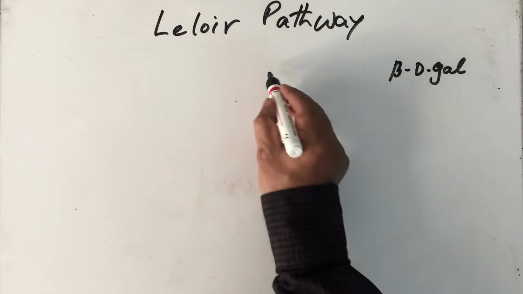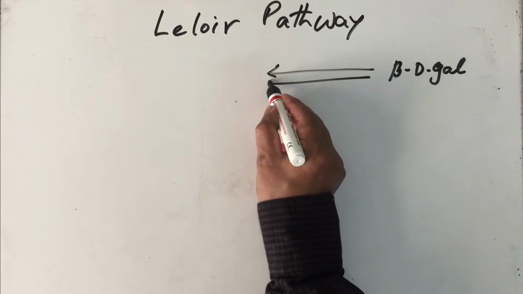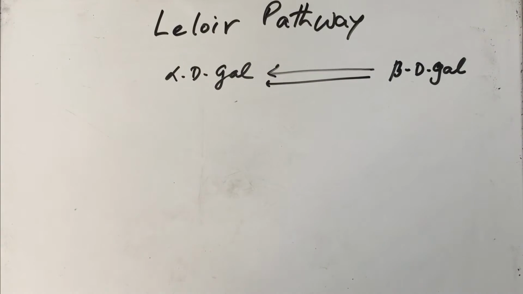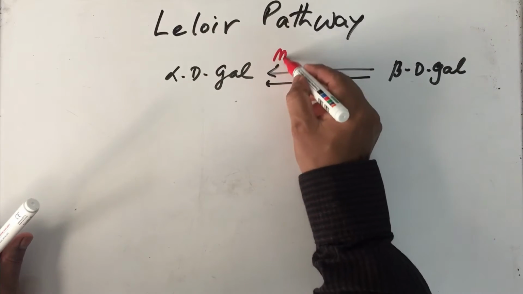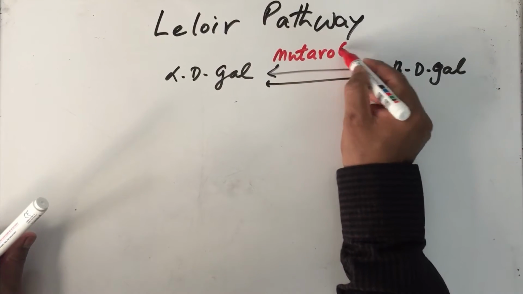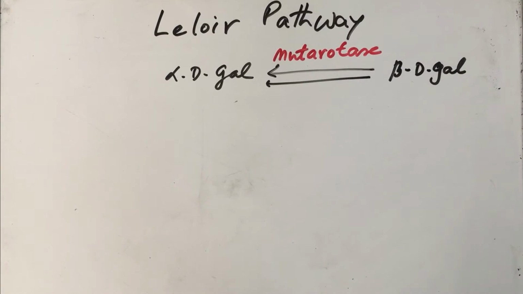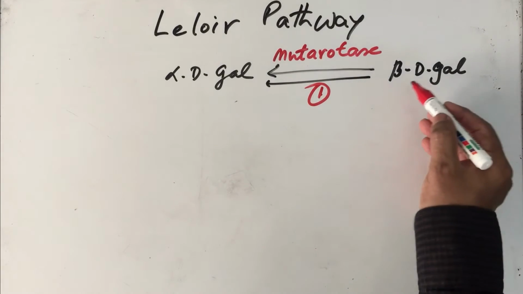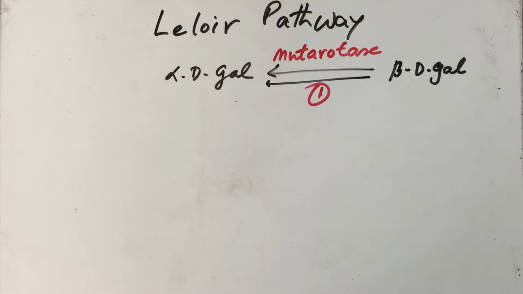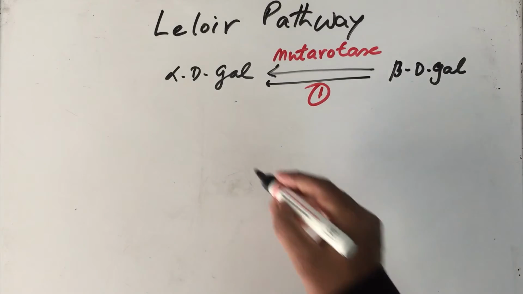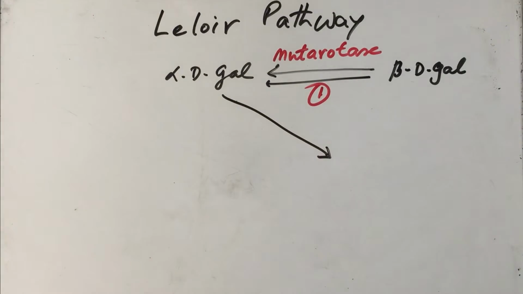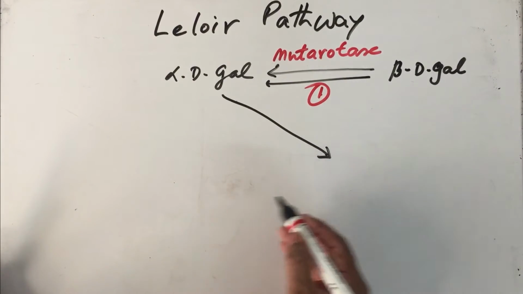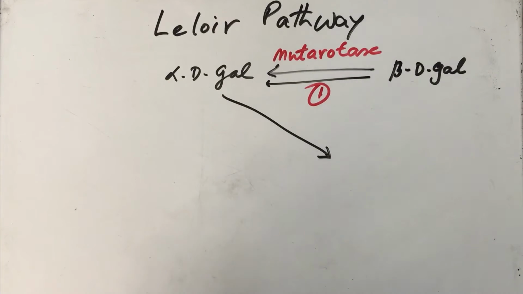Now this beta D galactose is converted to alpha D galactose. The name of the enzyme is mutarotase. Mutarotase is the enzyme. So therefore it is an epimerization reaction. This is a major reaction, an epimerization reaction, which will convert beta D galactose to alpha D galactose. The next step is to convert alpha D galactose to its phosphorylated form. That is catalyzed by an enzyme known as galactokinase.